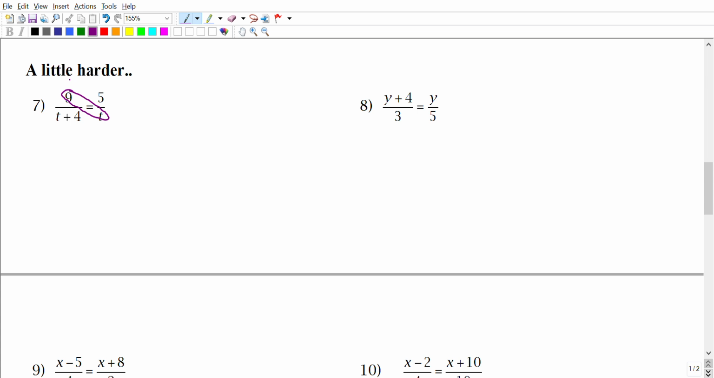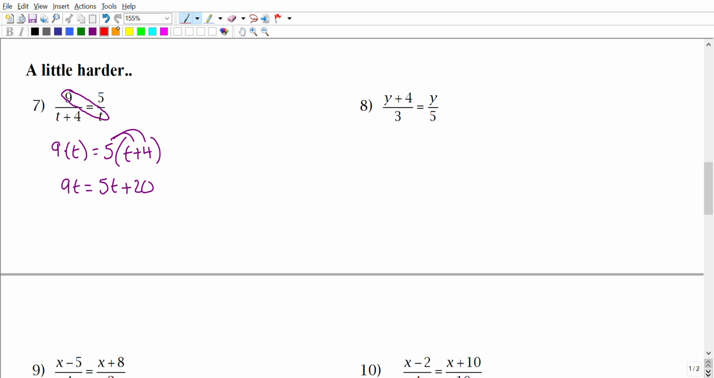I'm going to do 9 times t equals 5 times, well, again, I have a t plus 4. I'm sorry, a t plus 4. I don't know what I was thinking there. All right, so 9 times t, that's just 9t. Now, be careful here. I see a parentheses that has two terms inside of it, so I have to distribute the 5. So I get 5t plus 20.